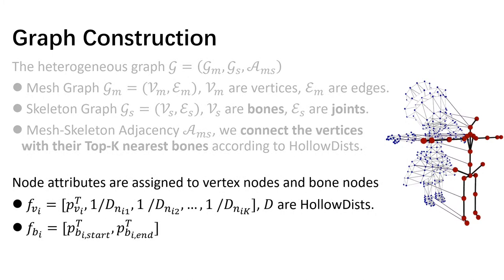The attributes are assigned to nodes on the two subgraphs. For a vertex node, its attribute is a concatenation of its position and the inverse of its hollow disk distance to the nearest k bones. And for a bone node, its attribute is simply the concatenation of the positions of its start and end joints.